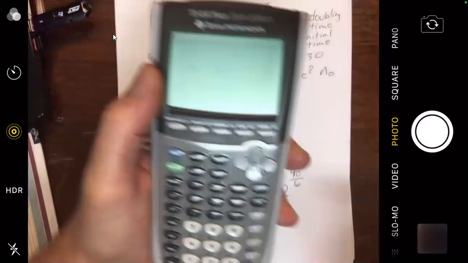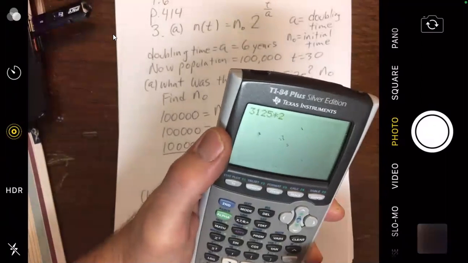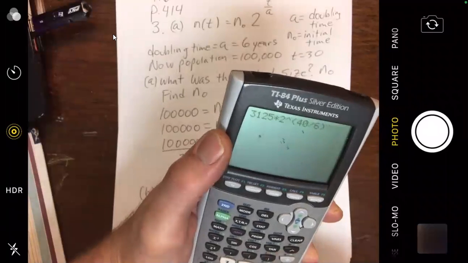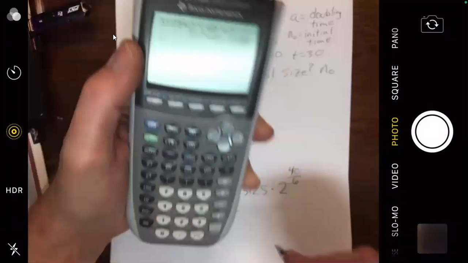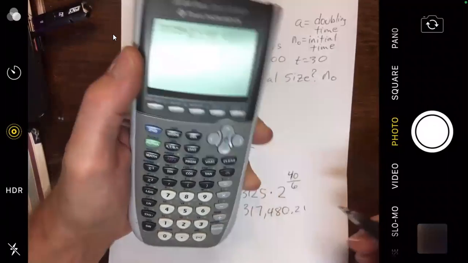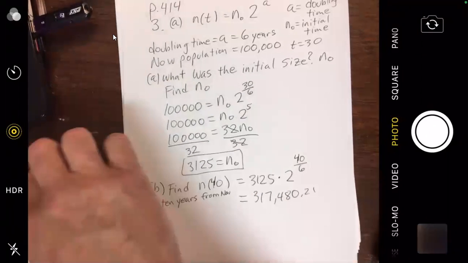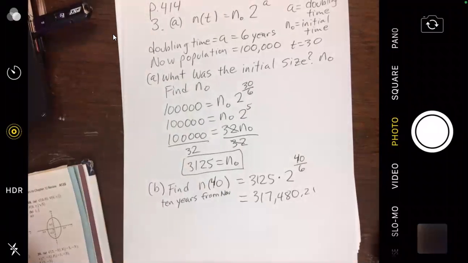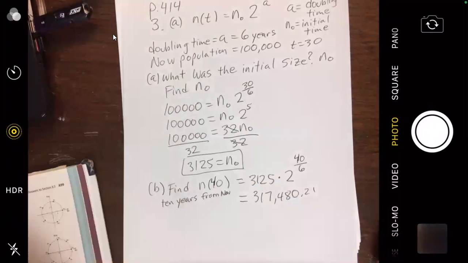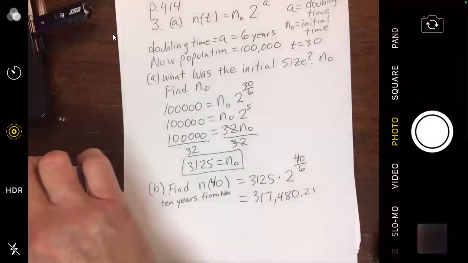3125 times 2 to the parentheses 40 divided by 6. Well, that's a lot of squirrels. 317,480. You really don't need the decimal because who cares about 0.2 squirrels? Maybe I'm overthinking it, but I'm thinking this whole exponent should be 40. Let's find out.